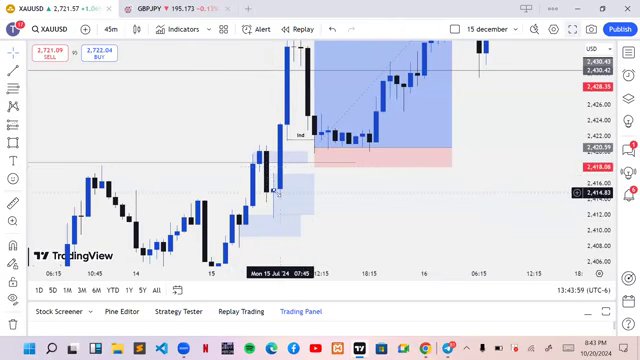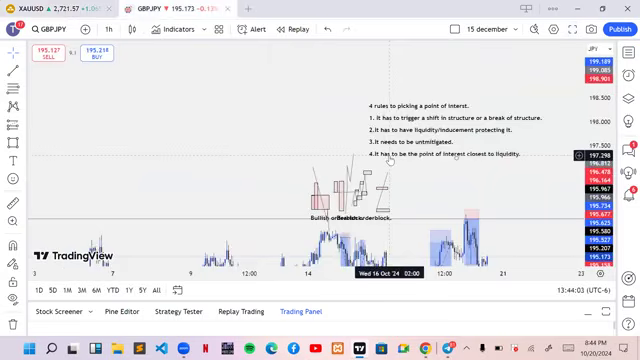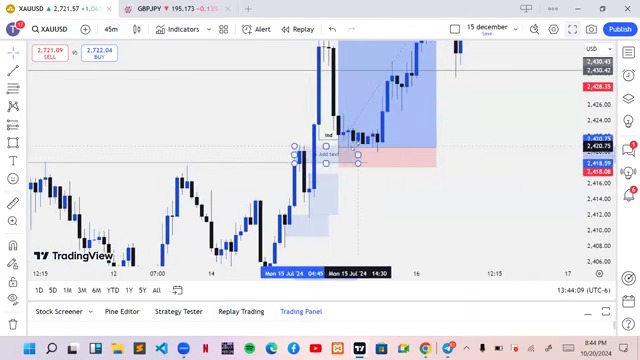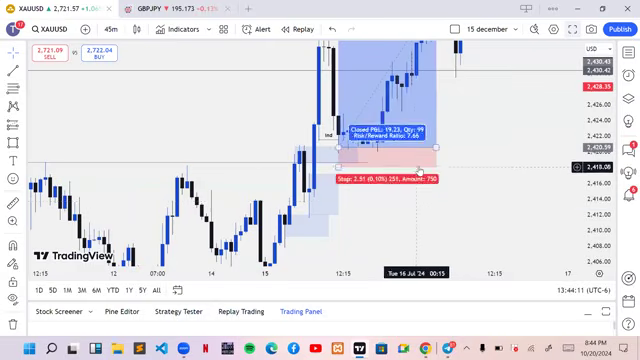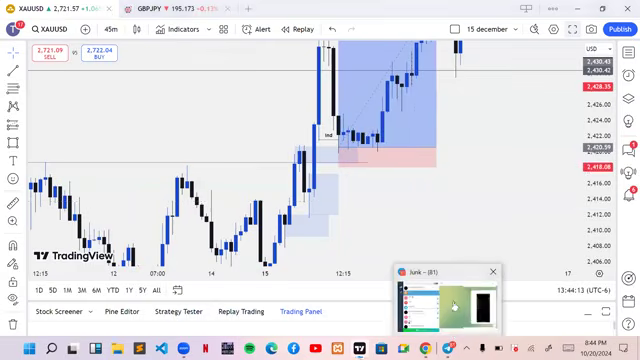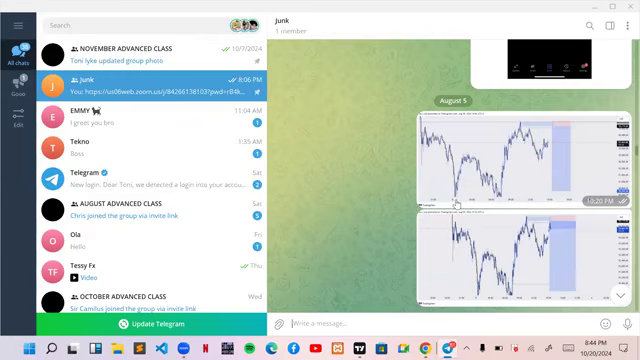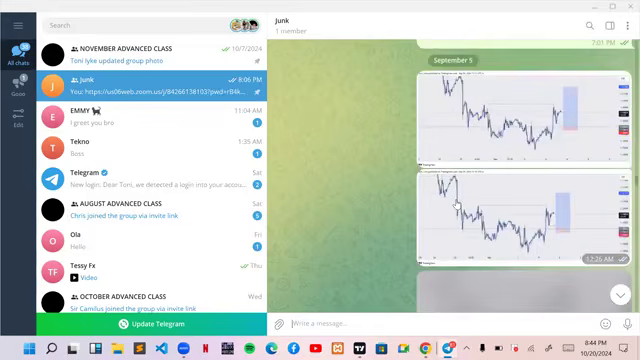But which point of interest are we going to use? The fourth rule, we pay attention to it. That should be the point of interest that is closest to liquidity. That was why this breaker block was used as entry. Yeah. And then as price tapped it, it started reversing. I think I have the trade for it. So let me see if I can find it.